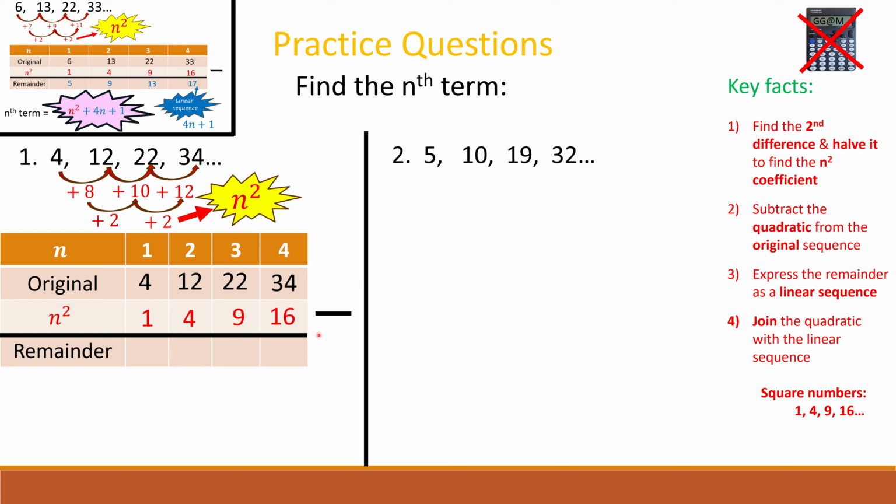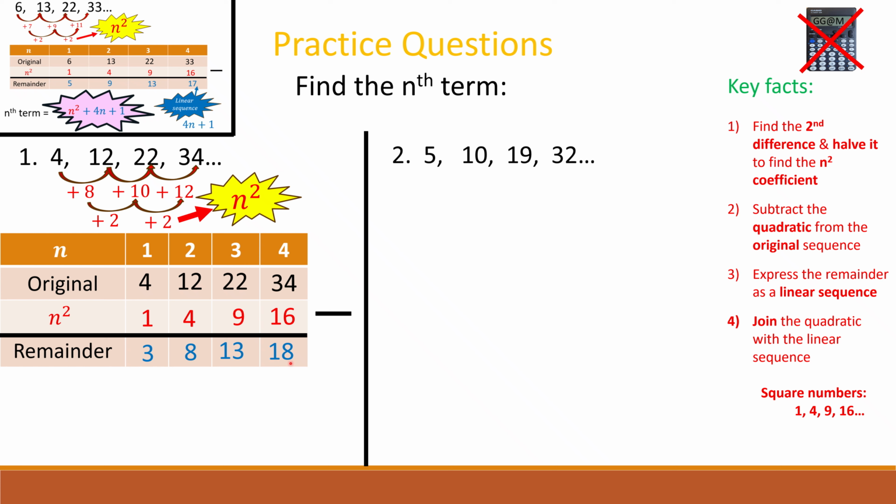I now need to subtract these because this is what step 2 says. So we're going to subtract these two values. So 4 take away 1 is 3, 12 take away 4 is 8, 22 take away 9 is 13, and 34 take away 16 is 18.